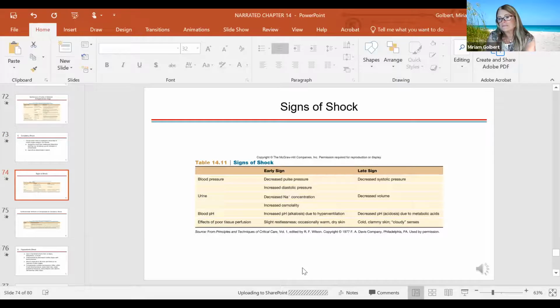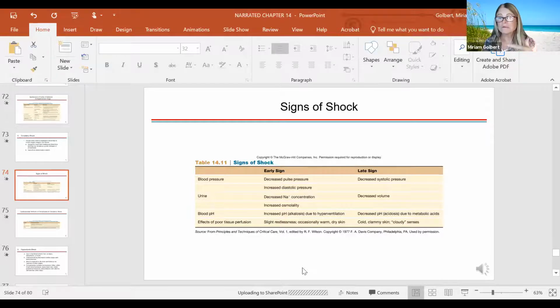So what are the signs of shock? Obviously, low blood pressure, right? There's no pulse pressure. You have a decreased volume of urine. That tells you blood is not going through the kidneys because you're not making any urine. Your blood pH increases, so it goes very alkaline. You're going to see this in respiratory, we're going to learn that. If you hyperventilate, you go into alkalosis.